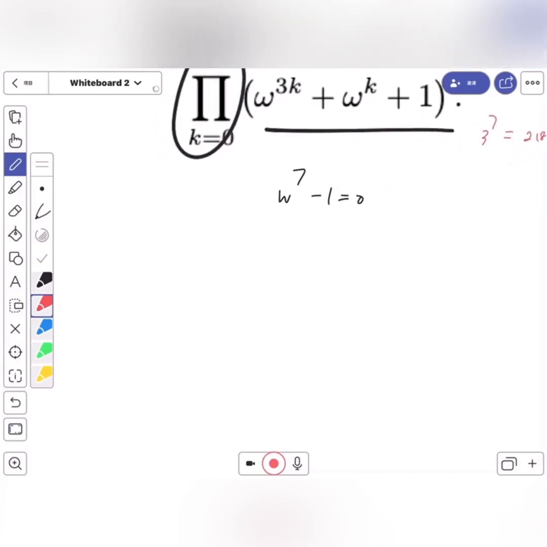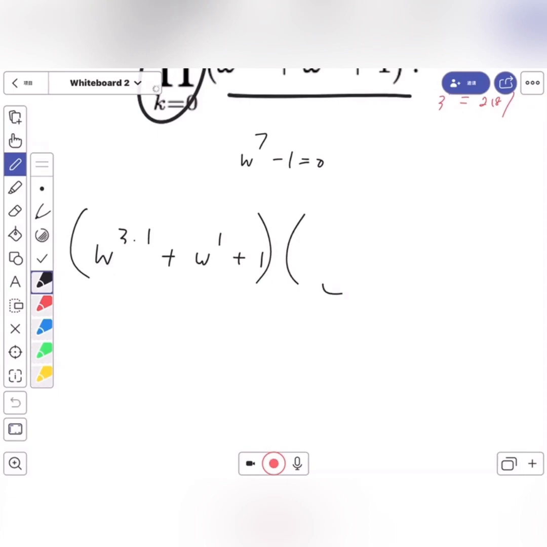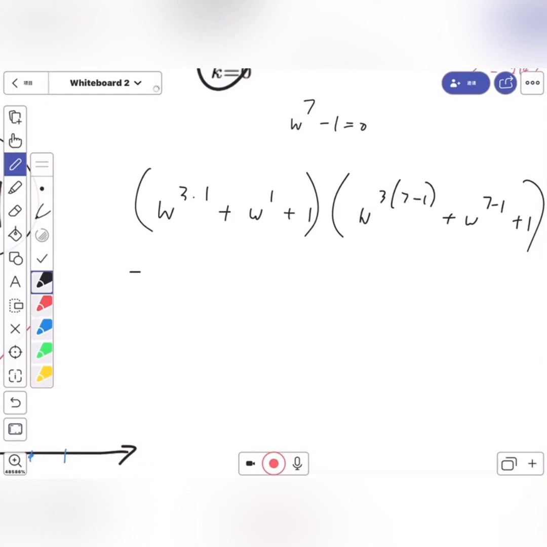Well, since we know that omega to the 7 is equal to 1, we probably want to try to create as many powers of 7 on the exponents as possible. So let's say I have omega to the 3 times 1 plus omega to the 1 plus 1. Then what can we multiply, or combine, such that this product would have a lot of multiples of 7 on the exponents? Well, as you would expect, you probably want to multiply by omega to the 3 times 7 minus 1 plus omega to the 7 minus 1 plus 1, right? And let's just try to multiply this out.